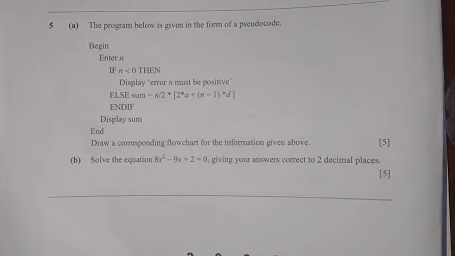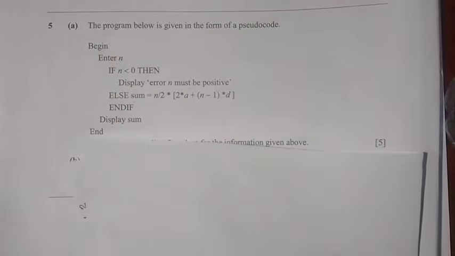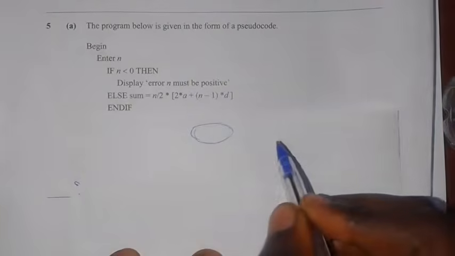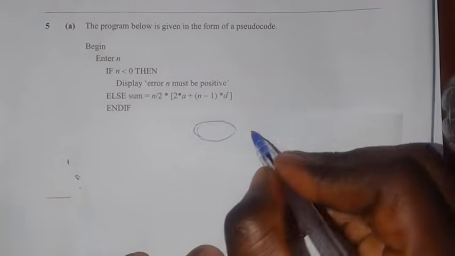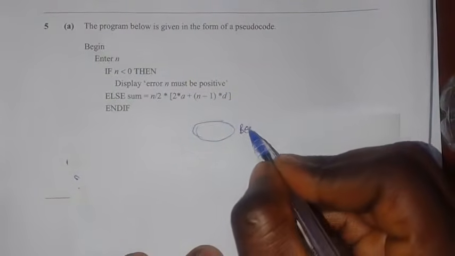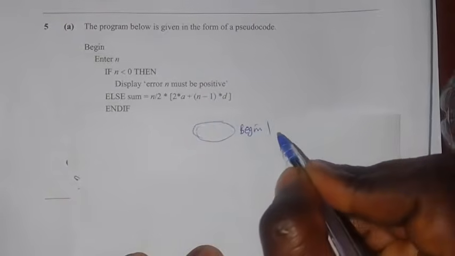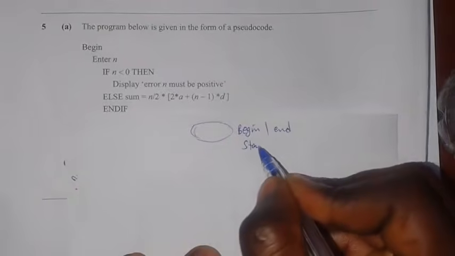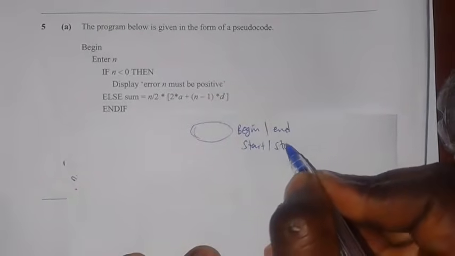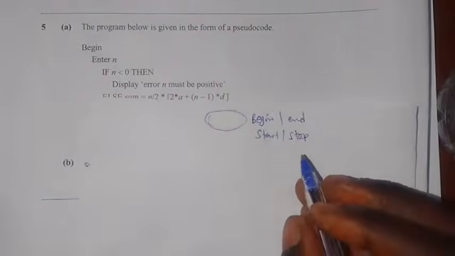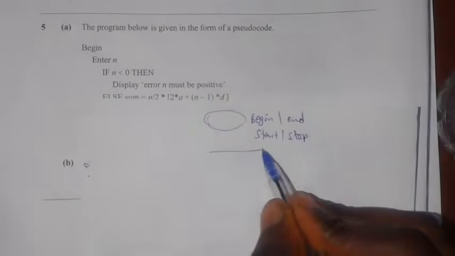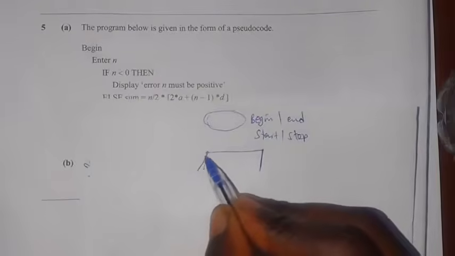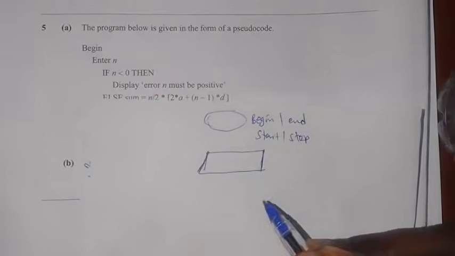In order for us to be able to show this information, there are some symbols that we must know. So we have the oval shape symbol. This symbol represents the beginning of the program. We can say begin, also end of the program, or we can say start or stop. Then we also have a parallelogram, which looks like this.